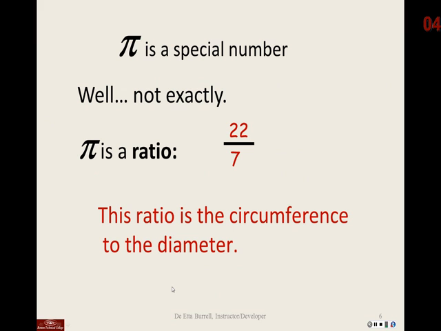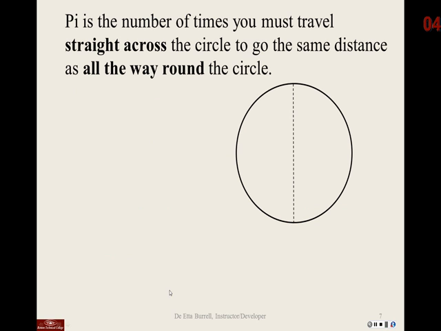Now, this ratio is the circumference to the diameter of a circle. That's what this ratio is. Circumference to the diameter. Now, I want to show you what this looks like visually. All right, now look. We have a circle. Pi is the number of times you must travel across the circle to go the distance all the way around the circle. So look. Circumference is going to be this dark, solid line which creates the circle. That's your circumference, or your perimeter of your circle.